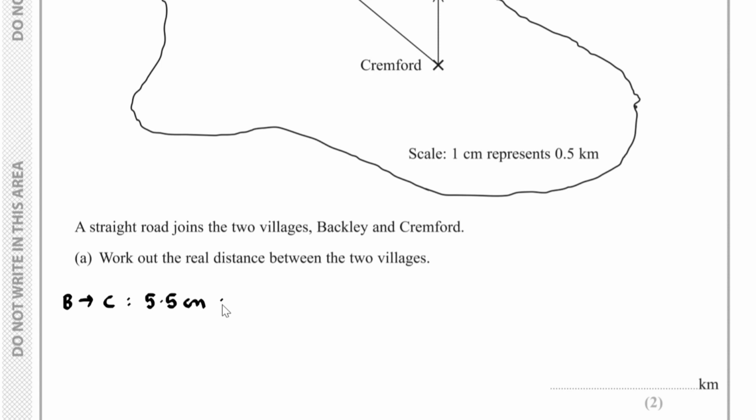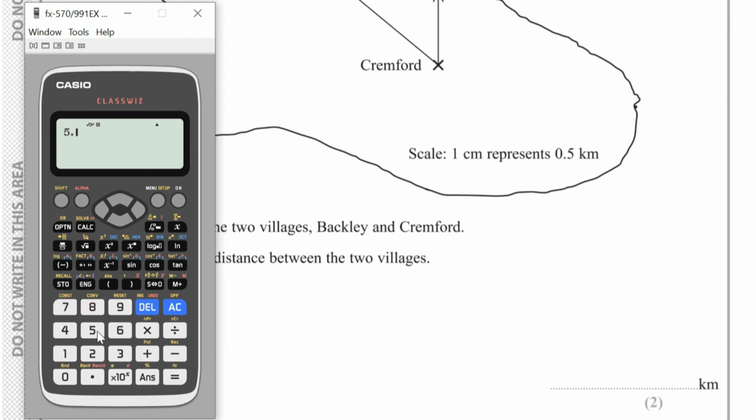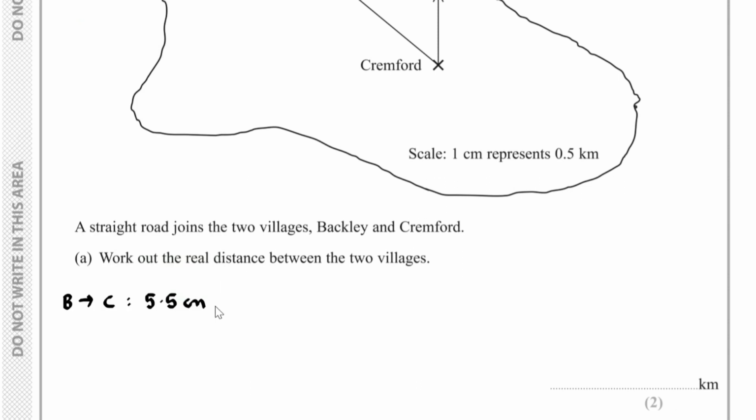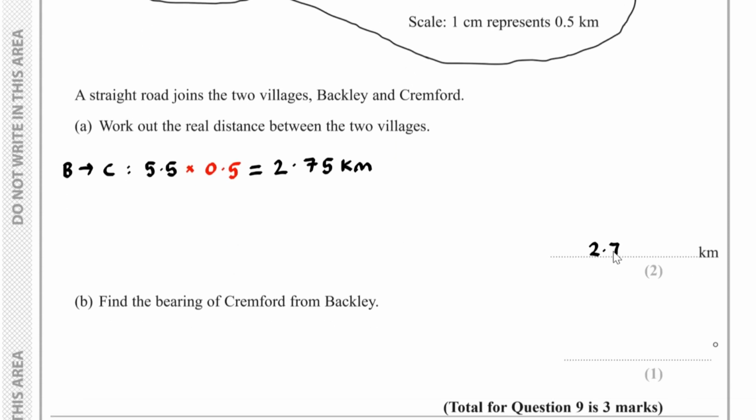And if we find out what this real distance is, what I would have to do is multiply 5.5 times by 0.5 to find the real distance. So if I times by 0.5, what we would do is work out the real distance, and if we do that, we get 2.75 kilometers.